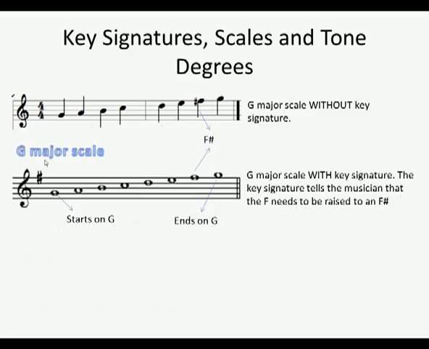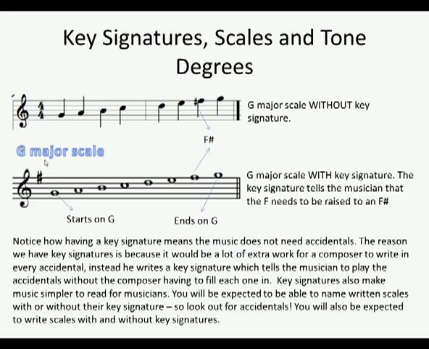Okay. Here I have G major scale written two different ways. The top G major scale is written without a key signature, and the bottom G major scale is written with a key signature. We can see that the top G major scale has an accidental just before the F, meaning that it has an F sharp. Now in the bottom one, we don't need to put that accidental because of the key signature. The key signature tells us that that F is sharpened. So these two scales, although written differently, will sound exactly the same.